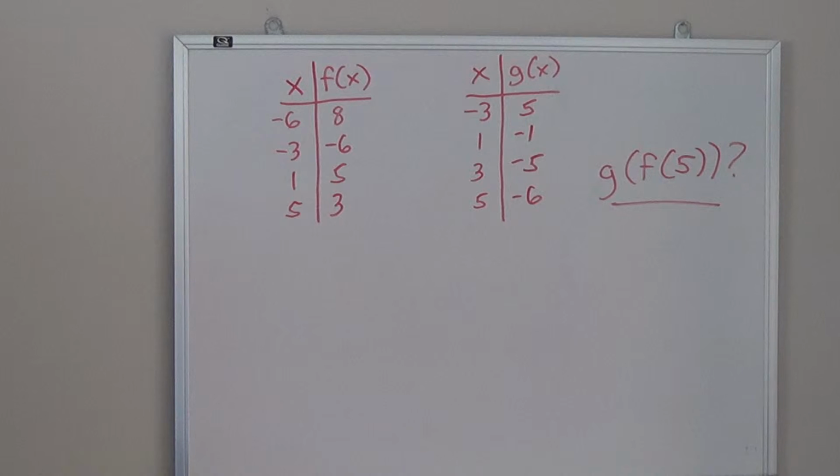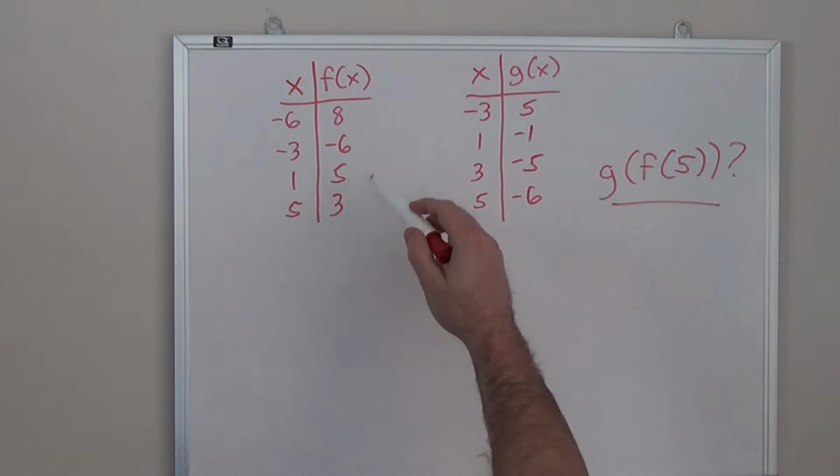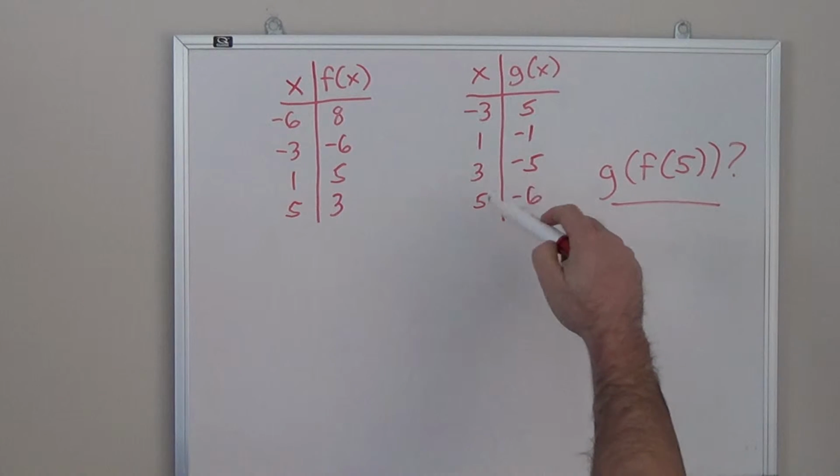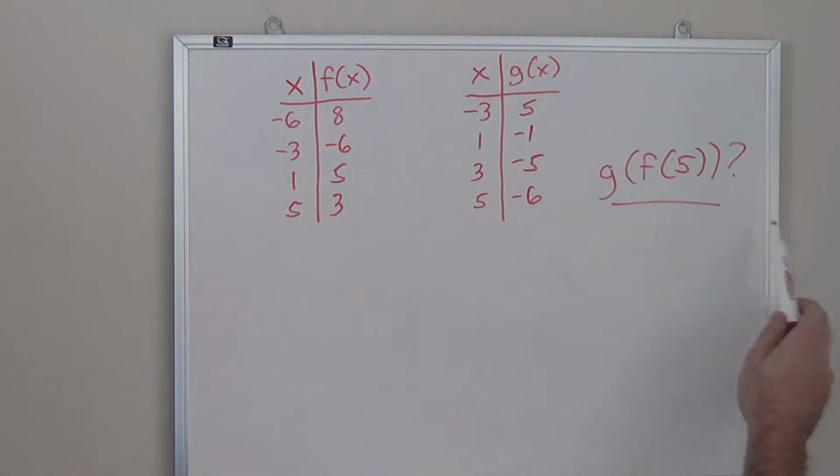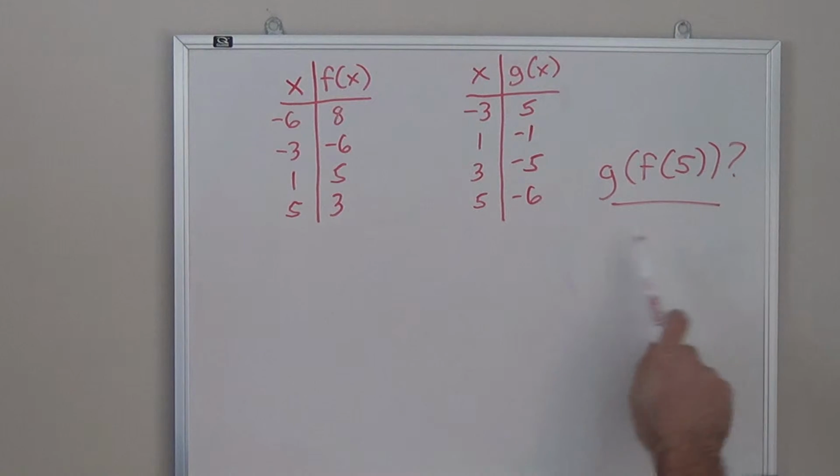We have two tables. We have some values for x, we have some values for f of x, we have some x and some g of x, and here they're looking for g of f of 5, and apparently we're supposed to be able to figure that out given all this nonsense here. So pause the video, see what we can do, and we will come back and we will solve it together.